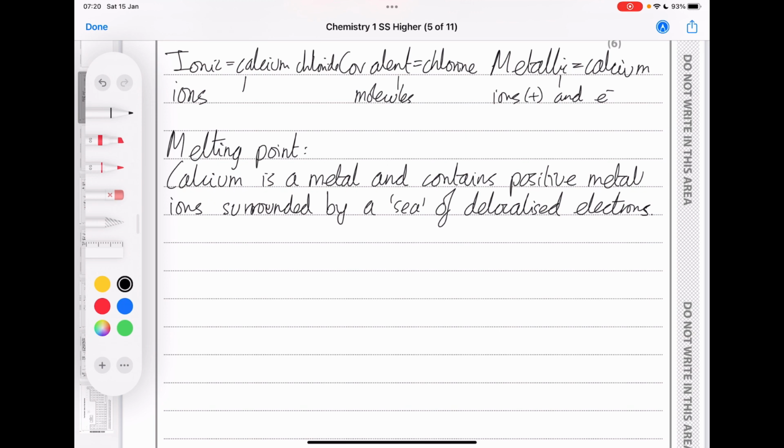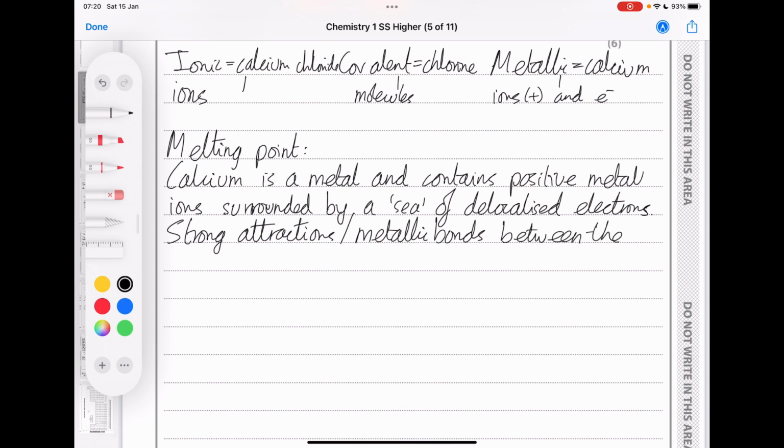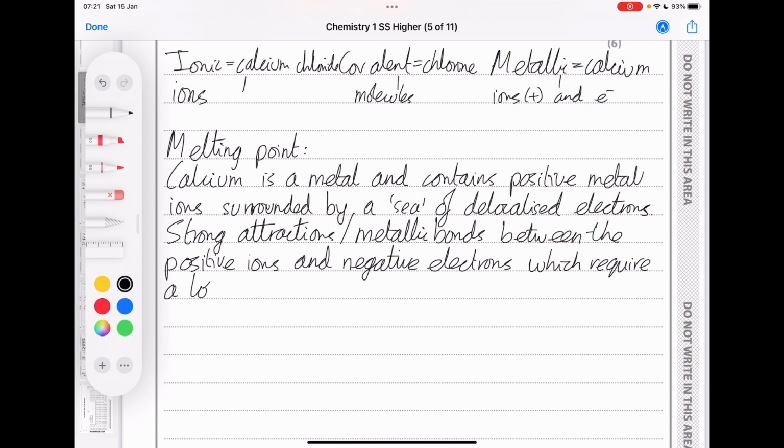I now need to explain why this causes a high melting point. So I should say there are strong attractions or metallic bonds between the positive ions and negative electrons, which require a lot of energy to break. So calcium has a high melting point.